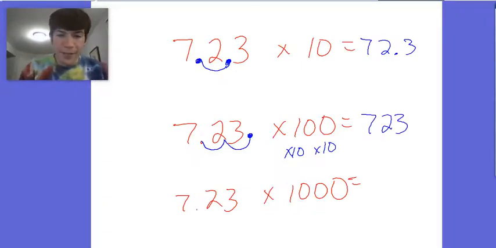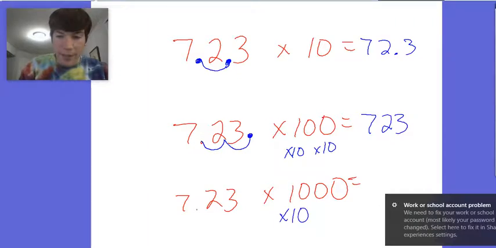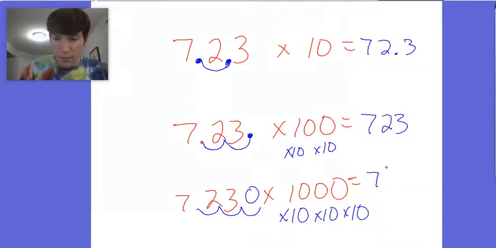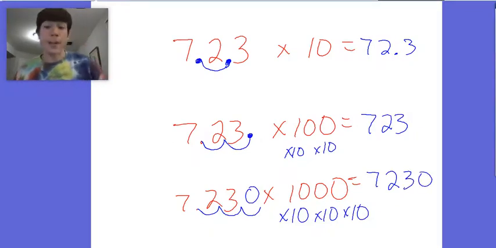And in the third case, multiplying by 1,000 is the same as multiplying by 10 3 times. So I can just move the decimal over once, twice, 3 times, and in this empty space, I can just add a 0, which would give me 7,230. So we can easily multiply and divide by tens, hundreds, and thousands.